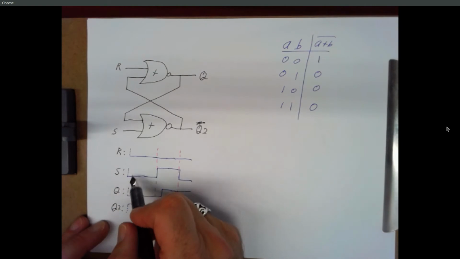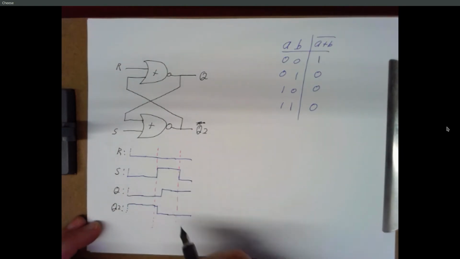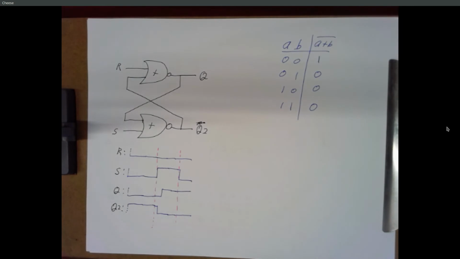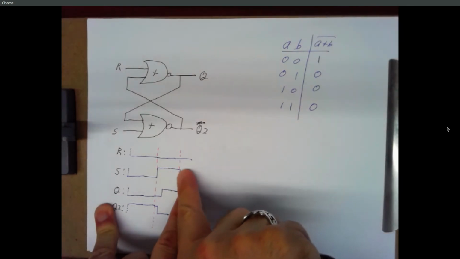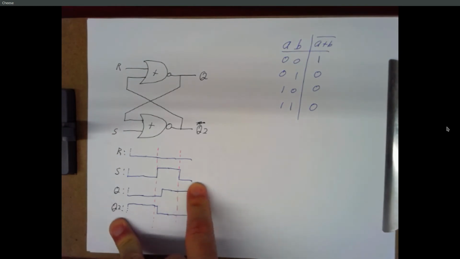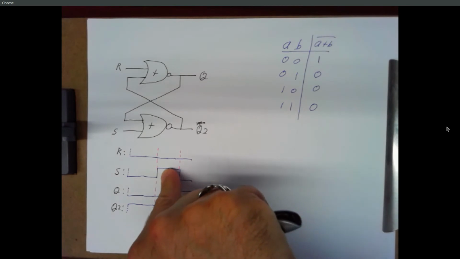So initially R and S were low. Now R and S are still low, but Q has changed value. That's a memory. It's recording the fact that in the past, S was a 1. Even though it's a 0 now, Q is high, saying, hey, S used to be a 1.